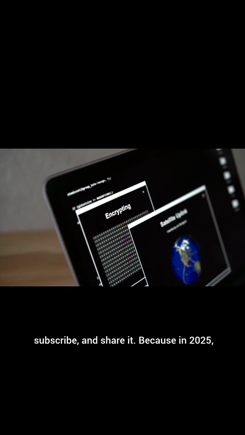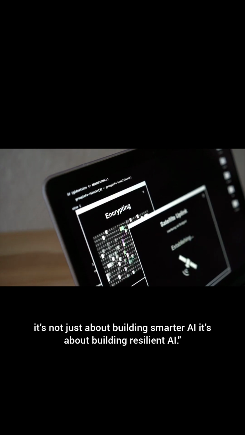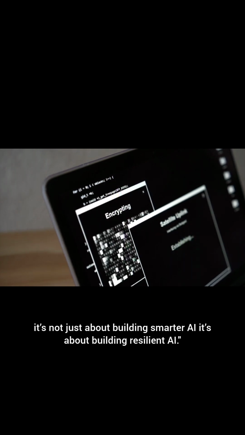Because in 2025, it's not just about building smarter AI, it's about building resilient AI.